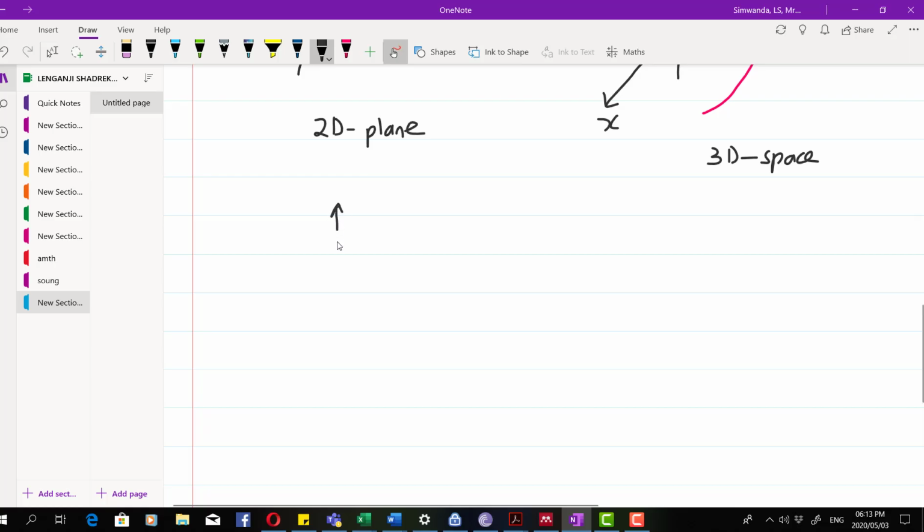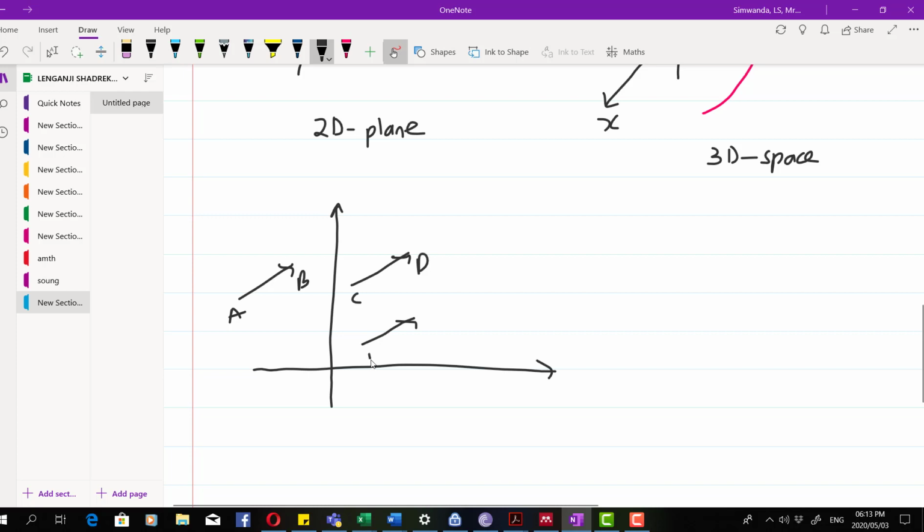Okay guys, we continue from where we stopped last time. We were looking at the concept of equal vectors. If we have the same direction and the same magnitude, the same length, we can say they're equal. Here we've got three vectors AB, CD, and EF in the two-dimensional plane. As you can see, they're pointing in the same direction, they're parallel, and have the same magnitude. Therefore, we can say that the vectors AB, CD, and EF are equal.